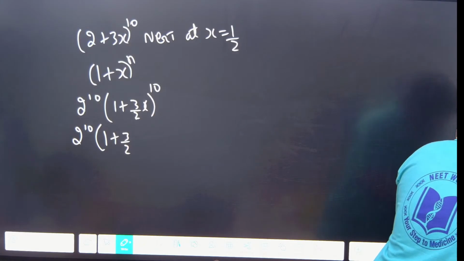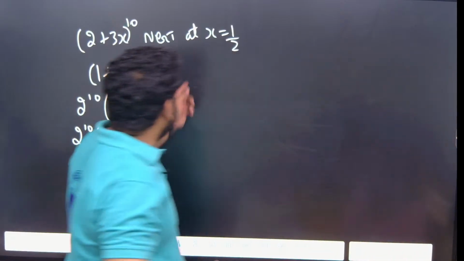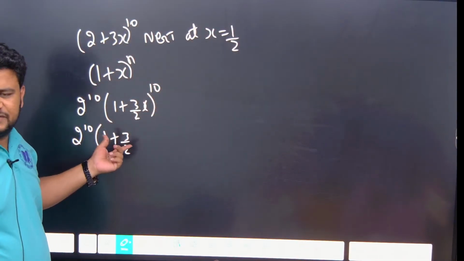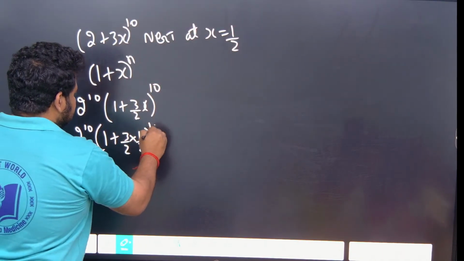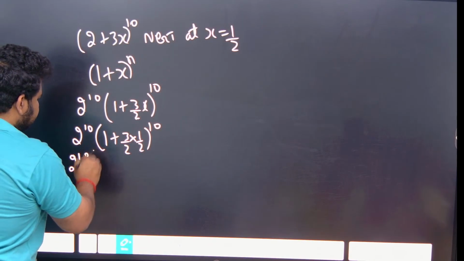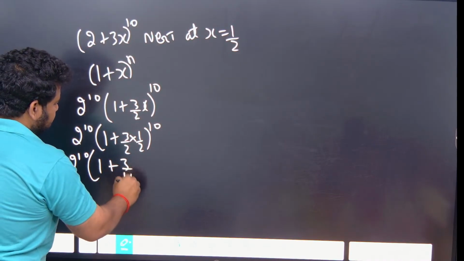Okay, that is correct. So we have to find out at x equal to 1 by 2. Put the value of x as 1 by 2. This will become 1 by 4, 3 by 4. So 2 to the power of 10 into (1 plus 3 by 4) to the power of 10.